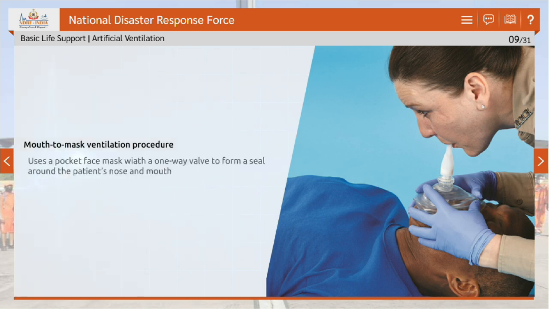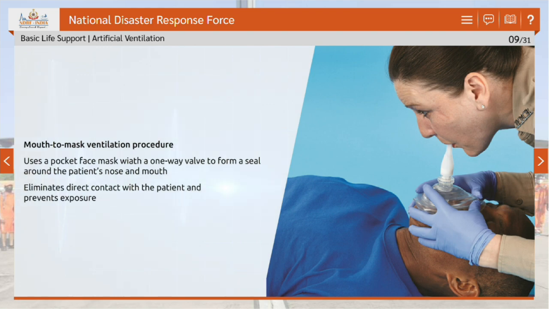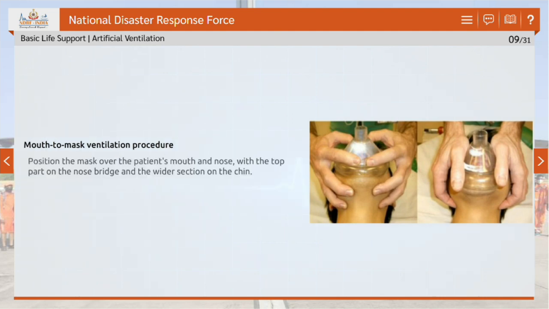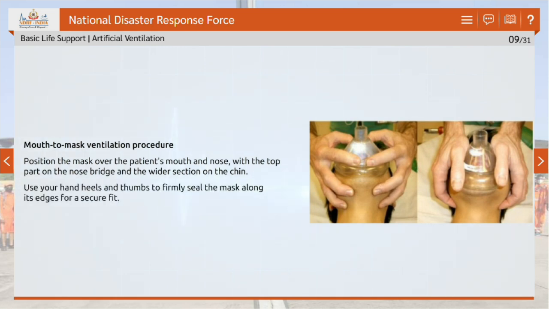Mouth-to-mask ventilation procedure uses a pocket face mask with a one-way valve to form a seal around the patient's nose and mouth. It is the preferred method because it eliminates direct contact with the patient and prevents exposure. Let us look at the procedure. Position the mask over the patient's mouth and nose, with the top part on the nose bridge and the wider section on the chin. Use your hand heels and thumbs to firmly seal the mask along its edges for a secure fit.